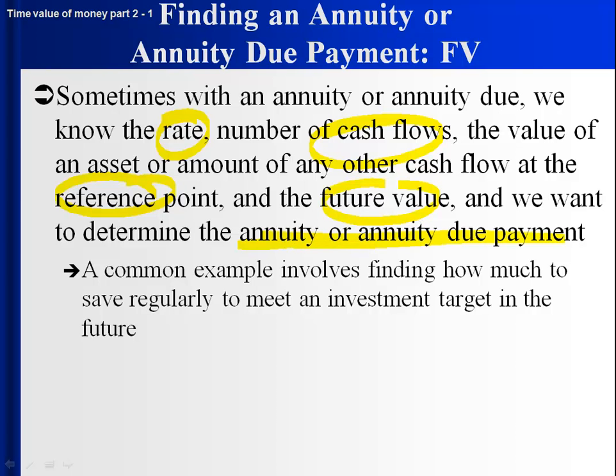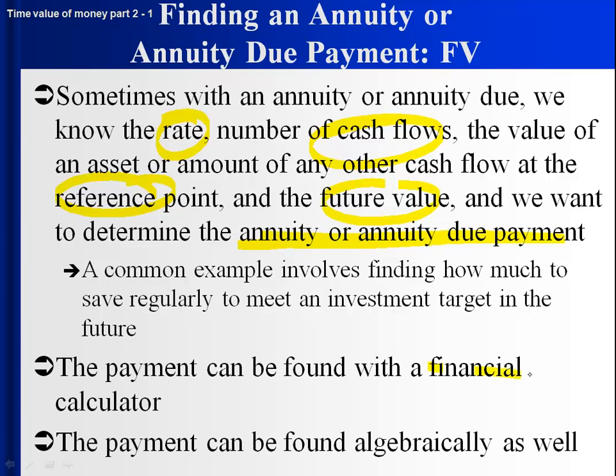So a common example is we've got an investment target at a certain point in the future. In 15 years, we want to retire with $1 million. We've got a certain amount saved up, or maybe we don't. How much do we need to save? We know how much we can earn each year. How much do we need to save each year in order to meet our goal? And we're going to focus in a second on how the financial calculator can work, but you can do it algebraically as well.